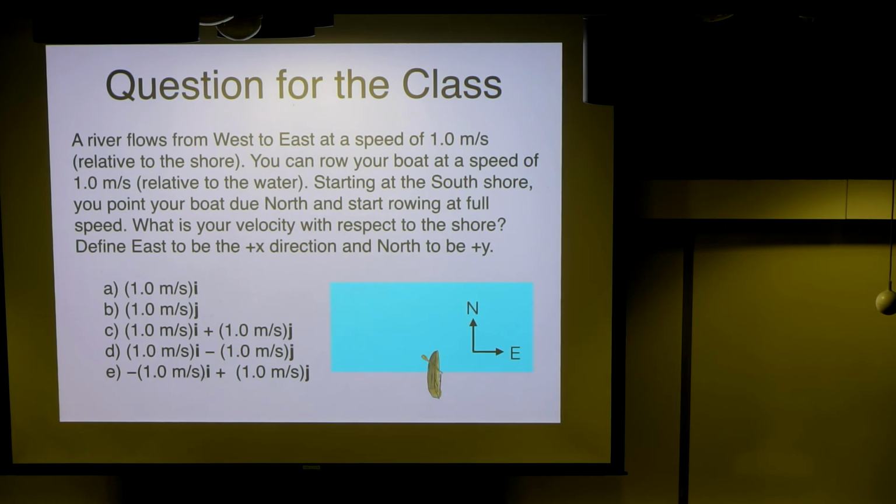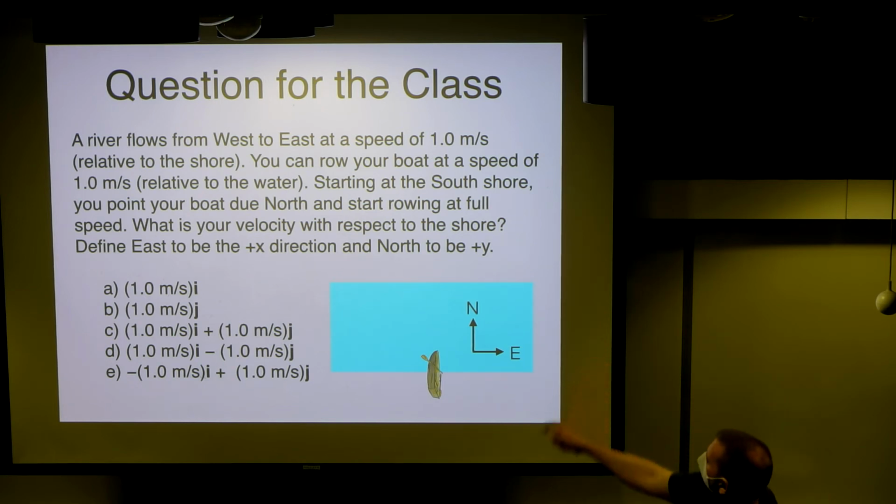Okay, so here's one for you. We have a river which is flowing from west to east. So it's flowing this way, west to east, at a speed of 1 meter per second. Of course, when we say that, we're measuring that relative to the shore, right?